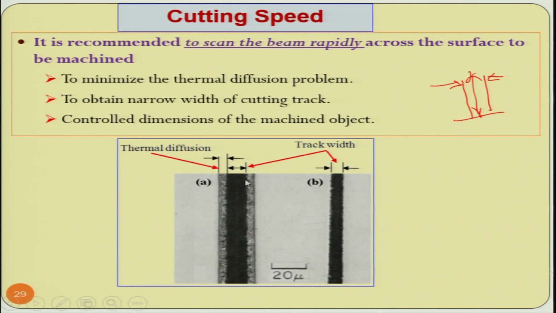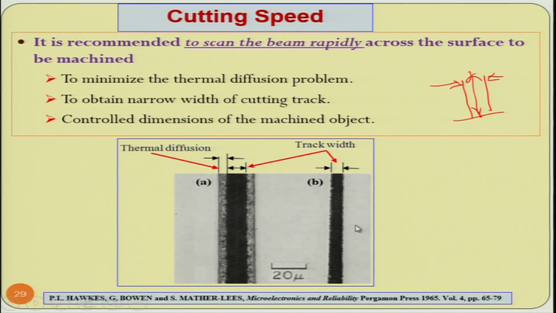You can clearly see this is the width of cut. Depending upon the speed, you are going to get this thermal diffusion layer or heat affected zone, which is really not desirable, but depending upon the scanning speed and the energy per pulse, you may get it. So, this is the ideal one, and this has been taken from this particular paper.